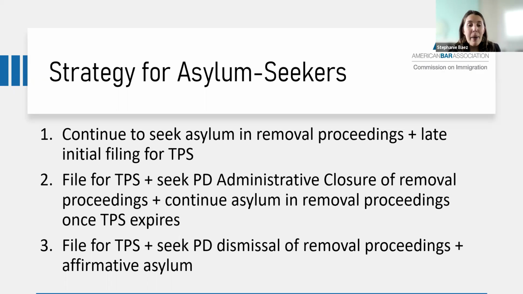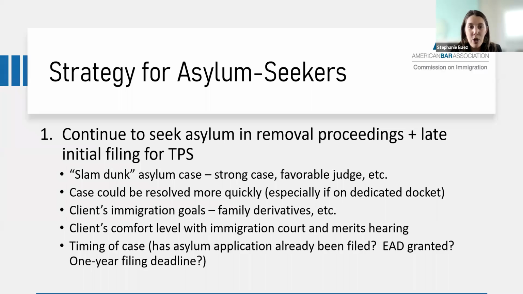your client's comfort level with participating in an adversarial hearing versus a less adversarial asylum interview, and your client's immigration goals, whether they are trying to bring family over, whether TPS is not something that they're as interested in. Obviously, there are more benefits to asylum, but having that whole conversation of what their ultimate immigration goals are is also important. So this is very client and case-by-case specific. With that caveat, jumping in. So the first option that I mentioned is to continue to seek asylum in removal proceedings and delay your filing for TPS.